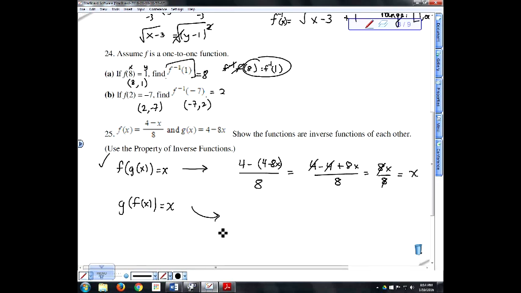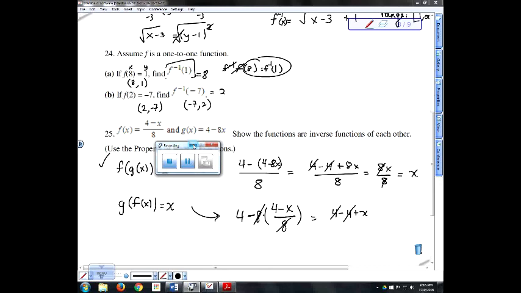This one here is g of f of x, so the f function goes inside the g function. The g function is 4 minus 8 times an input. The input is 4 minus x over 8. Now if we're multiplying by 8 but also dividing by 8, those are inverse operations. So the 8s cancel first. Now we have 4 minus 4 plus x. It's plus x because the minus sign distributes. And then the x is left over, so that proves the second part.